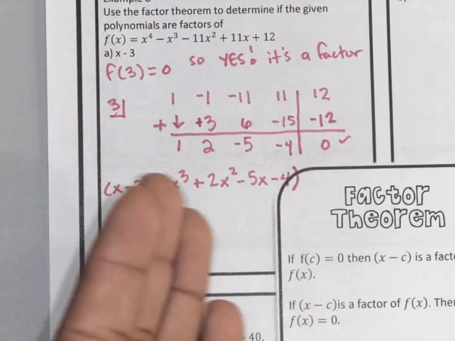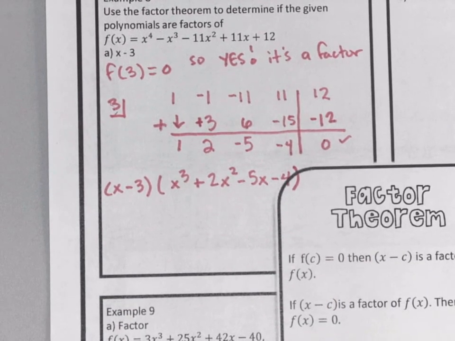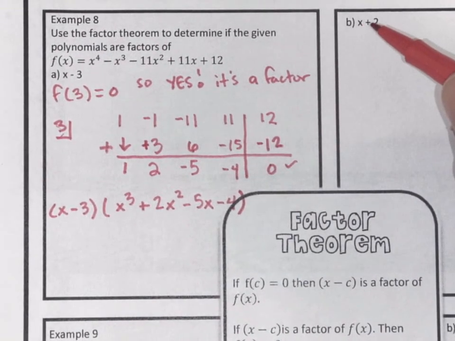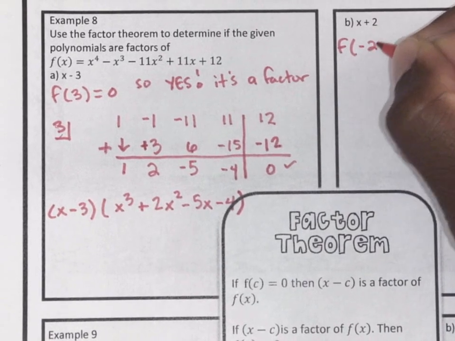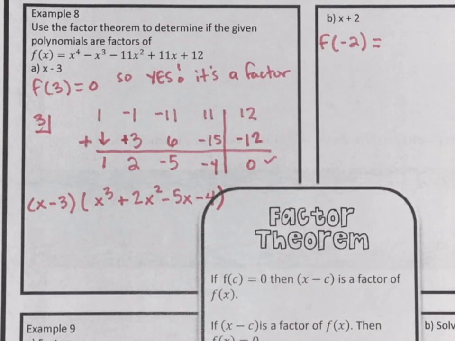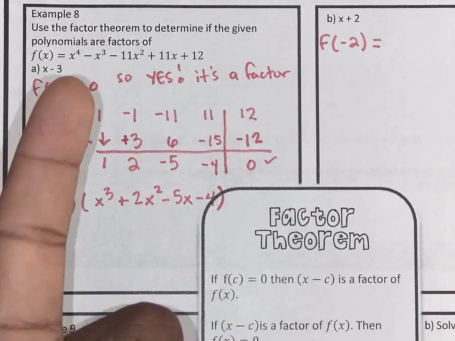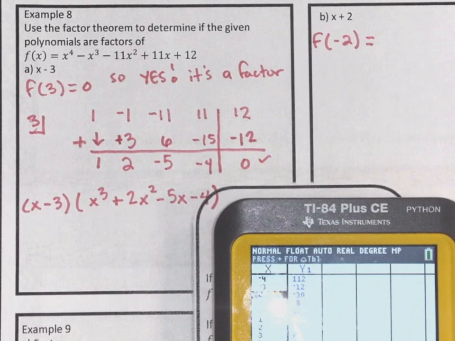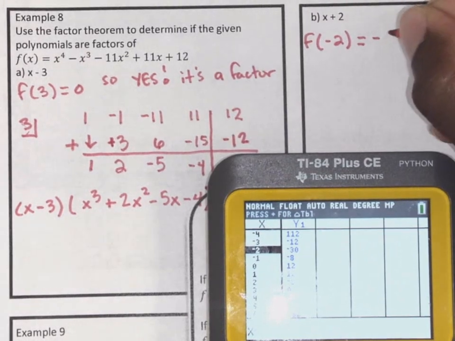So now if I found another factor, I could do synthetic division again on the simpler function that I have. So let's see if x plus 2 is a factor. I would change the sign, and let's see what f of negative 2 comes out to equal. We can do this pretty quick because we've already got this typed in our function. I just need to go to my table, and I see when x is negative 2, what do we get? Negative 30. So is this going to be a factor? No, it's not.